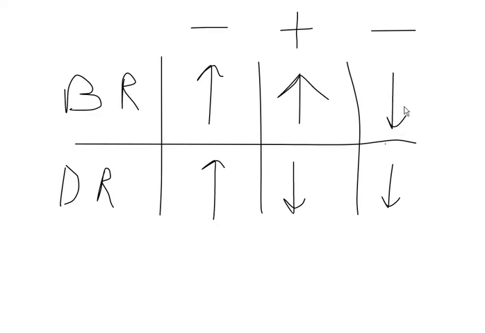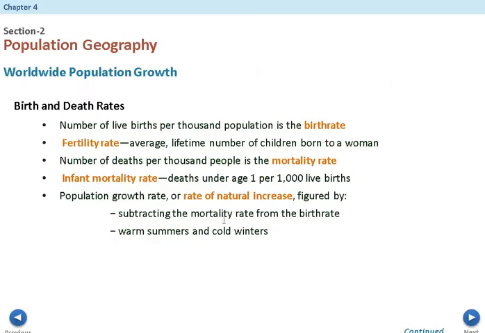Developed countries want to decrease their birth rate. The reason is that, according to the rate of natural increase, we subtract the mortality rate from the birth rate. If that number is very high, that means your population is growing, and that can cause problems. If it is a negative number, that means your population is going to be decreasing. So we can look at birth rate and death rate, I should say mortality rate. We could also look at something called fertility rate.